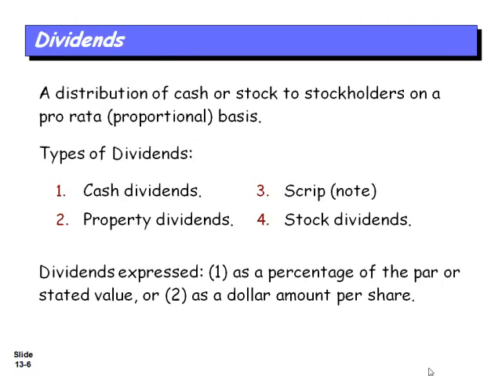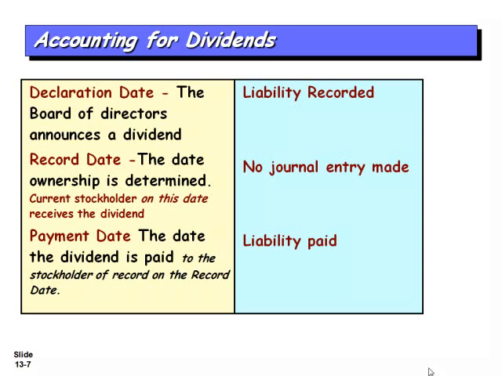There are different types of dividends. The ones we'll deal with in this chapter are cash dividends and stock dividends. And dividends are expressed as a percent on par or as a dollar amount per share. So you might hear, Microsoft announced a dividend of 3 cents per share. So for every share of Microsoft you own, you get 3 cents dividend. So hopefully you own a lot of Microsoft stock.